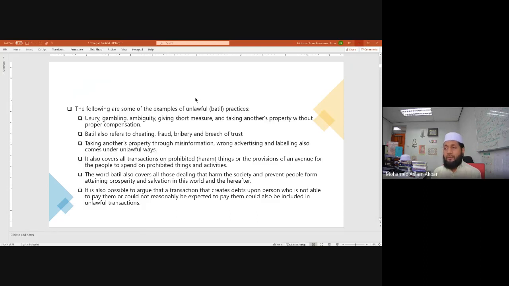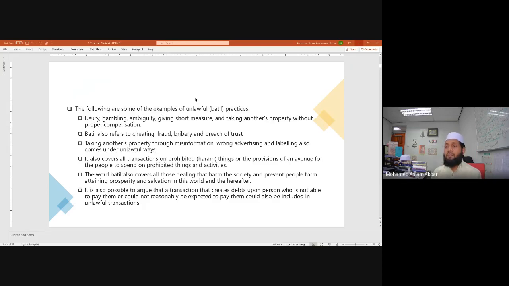Gambling, ambiguity, giving short measures. You can see all of this is actually examples of unlawful practices. Batil also refers to cheating, fraud, bribery, and breach of trust. For example, when someone is dealing with bribery, there is no mutual consent. Again, this is unlawful batil practice.